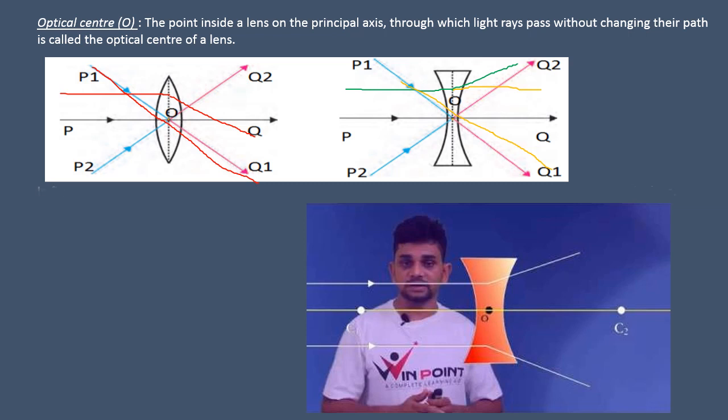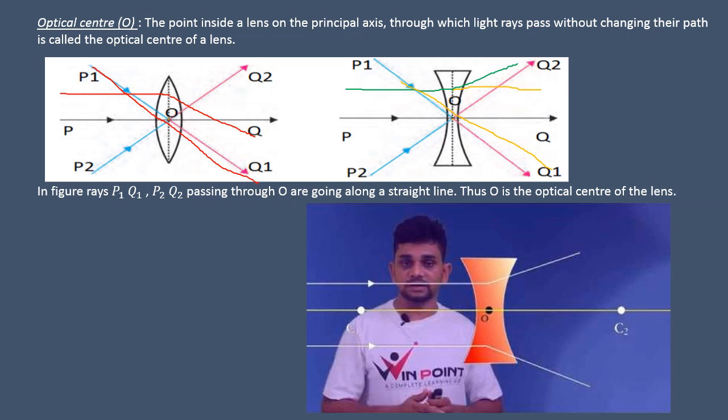Then we have the next point, as you can see in the diagram. In the diagram, P1Q1 and P2Q2 are the two light rays passing, as I showed you. This is a light ray which is getting refracted, but as you can see, rays P1Q1 and P2Q2 in both lenses pass straight, meaning they are not getting deviated, and therefore this point O is called the optical center of the lenses.